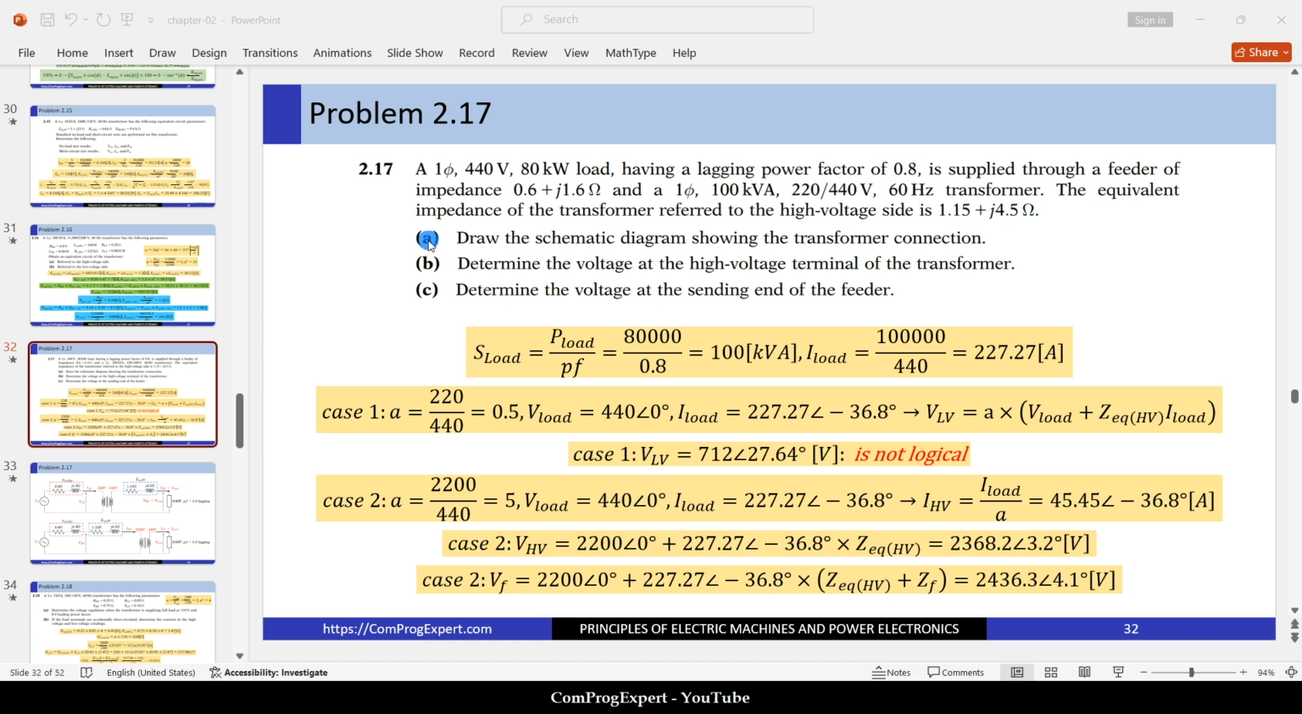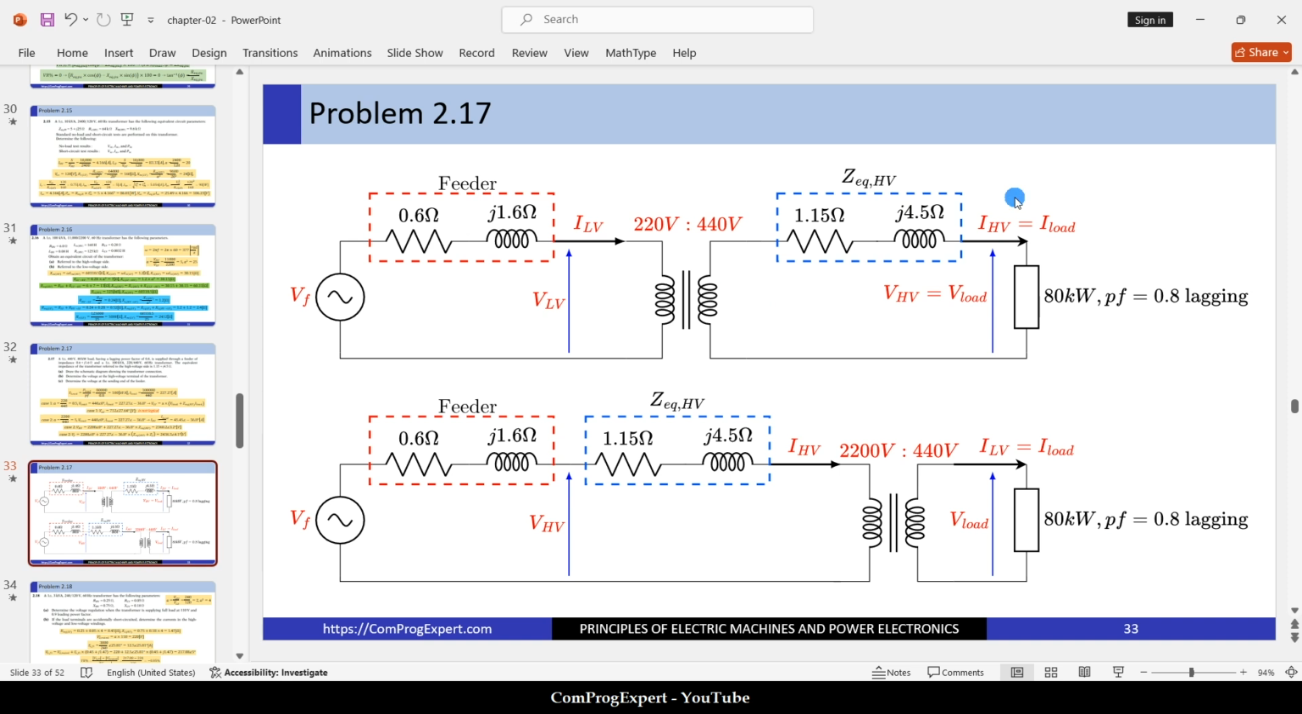A. Draw the schematic diagram showing the transformer connection. B, determine the voltage at the high voltage terminal of the transformer. C, determine the voltage at the sending end of the feeder. So here we have this case, the circuit that you can see here.